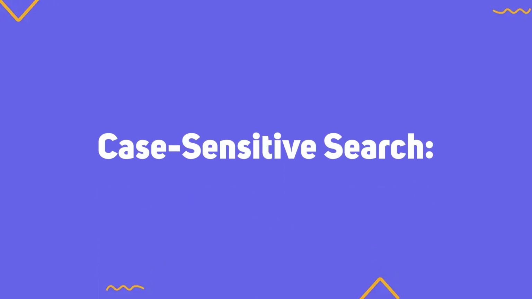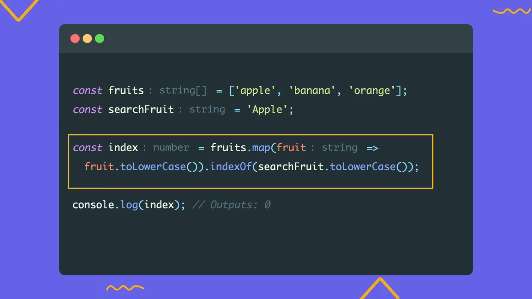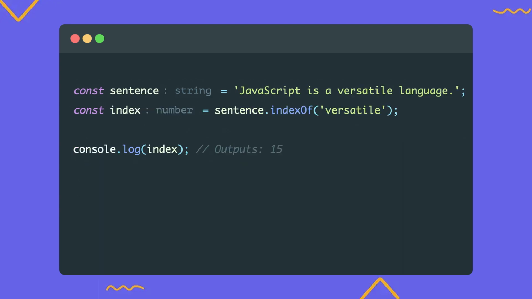Case-sensitive search. indexOf is case-sensitive, meaning that "apple" and "Apple" are considered different strings. If you need to perform a case-insensitive search, you should first convert strings to the same case, for example lowercase, before using indexOf. Finding substrings in strings. The indexOf method can also be used to search for substrings within strings. For example, you can use it to check if a certain substring exists in a string.